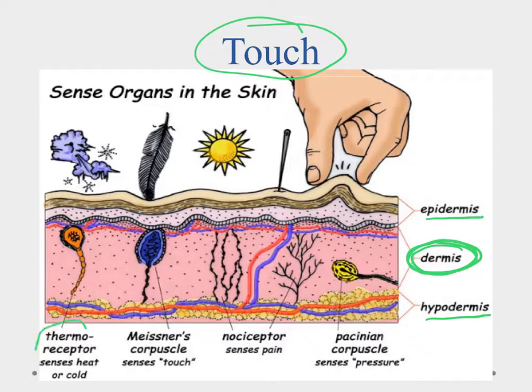So we can have thermoreceptors, which are going to sense heat. We'll have a Meissner's corpuscle, which senses touch. We have the nociceptor here, which will sense pain. And then we have the Pacinian corpuscle here, which senses pressure. So you can see as we're going through there that we have all these different ways and all these different components that fall back into this sense of touch that we have.